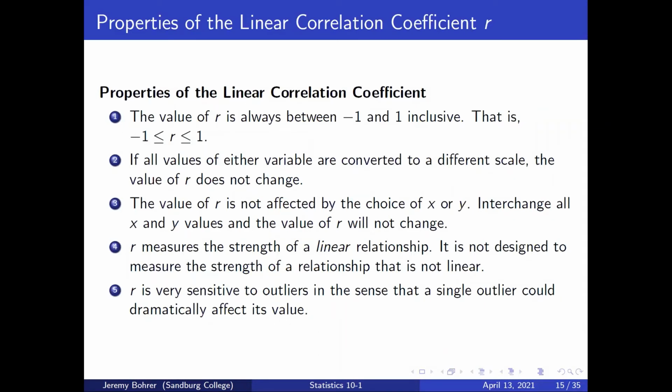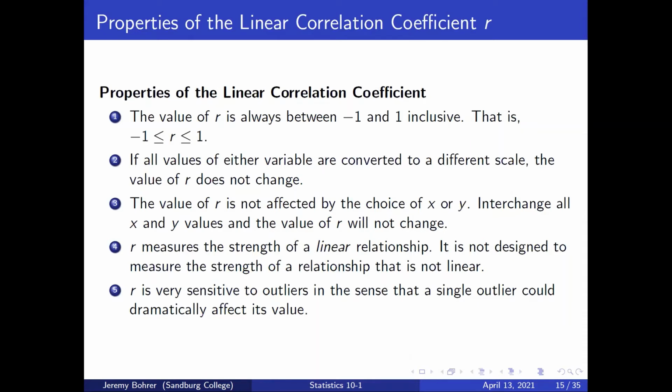Properties of the linear correlation coefficient. First, the value of R is always between -1 and 1 inclusive. That is, -1 is less than or equal to R is less than or equal to 1. Second, if all values of either variable are converted to a different scale, the value of R does not change. Third, the value of R is not affected by the choice of X or Y. Interchange all X and Y values and the value of R will not change.